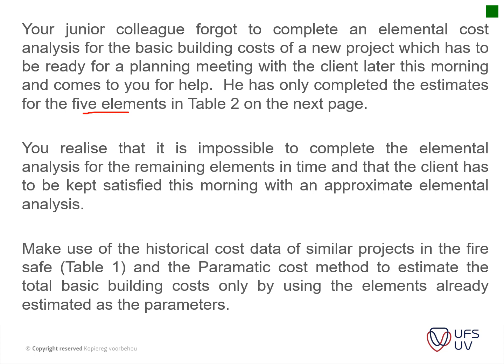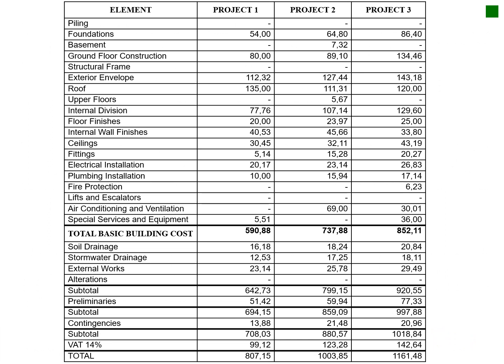Okay, so to make use of the historical data of similar projects, you use the parametric cost method to estimate the total basic building cost only by using the elements already given in the parameters. Basically you're using your resources to try and calculate what it is. So this is the information that you've got.